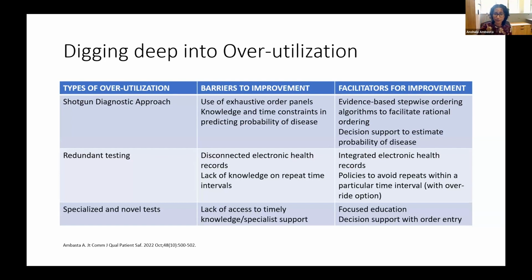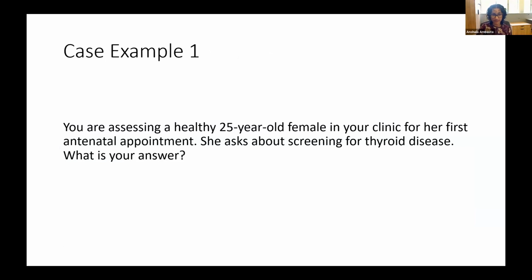This is a high-level way of thinking about the different areas of overutilization. But the question that we always ask is, well, what can I do differently in my practice? So what we're going to do now is work through a couple of case examples and see what are some pearls that we can incorporate into our own practice to help improve the value of lab test utilization and also improve the value of our time. So we'll begin with the case example. You're assessing a healthy 25-year-old female in your clinic for her first antenatal appointment. She asks you about being screened for thyroid disease in her pregnancy. What is your answer?